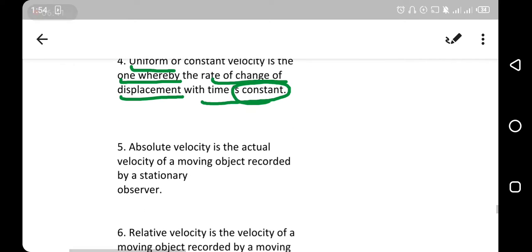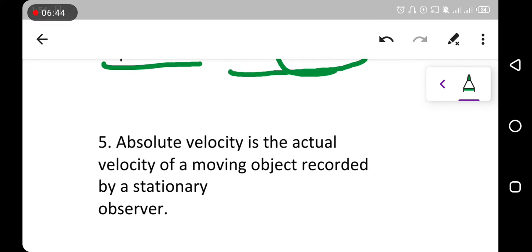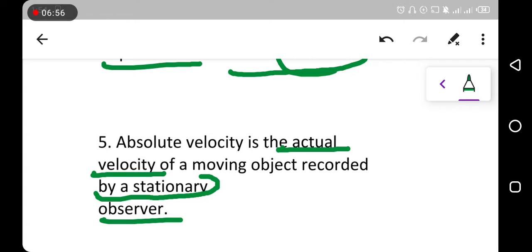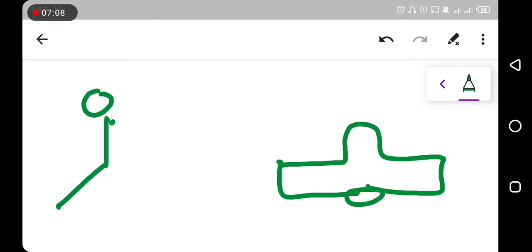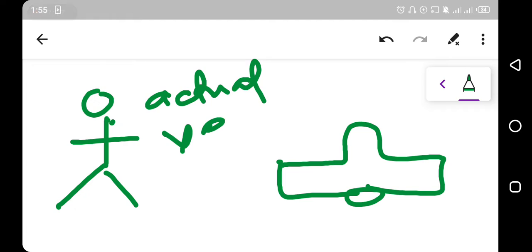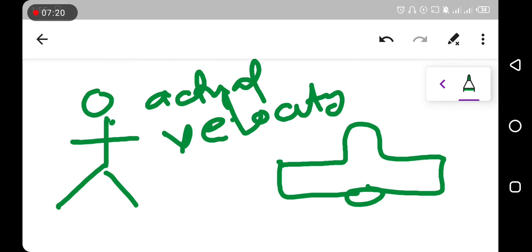Another velocity, we have the absolute velocity. The absolute is actual velocity of a moving object recorded by the stationary observer. So this is actual velocity. For the actual velocity, we may say that this is a moving car, and an observer standing at this. The velocity observed by the stationary observer, we call it the actual velocity.